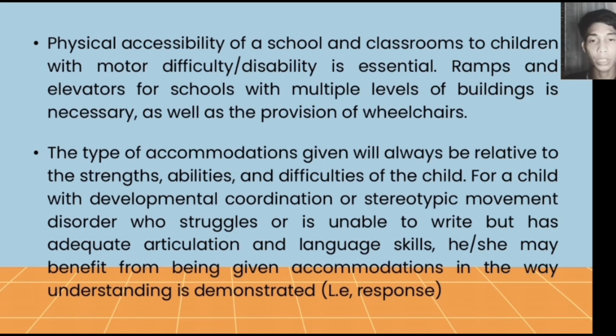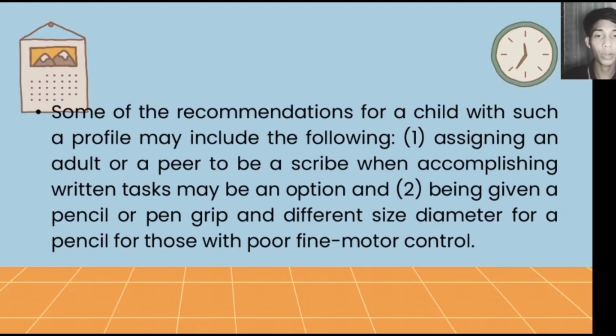The type of accommodation given will also be relative to the strengths, abilities, and difficulties of the children. For children with developmental coordination disorder or stereotypic movement disorder who struggle or are unable to write but have adequate articulation and language skills, they may benefit from accommodation in the way understanding is demonstrated, for example, through oral response. So the teacher will say or discuss rather than write on the board or on paper. Some of the recommendations for a child with such a profile may include the following.